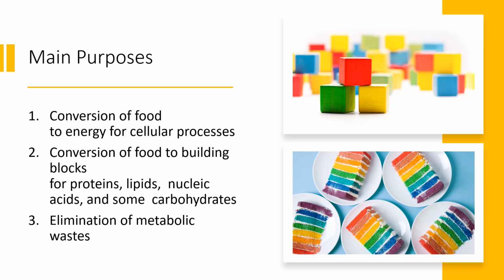So the main purposes of our metabolism, there are 3 main purposes. The first is the conversion of food to energy for cellular processes. It's sort of the basic one that we understand, that we eat a food, it needs to be converted eventually to energy, and that's through different cellular processes via metabolism, right? Great. The second one is going to be the conversion of our food to different building blocks for, say, proteins, lipids, nucleic acids, and even carbohydrates. And lastly, our metabolism is responsible for the elimination of metabolic waste that comes from all of these different processes.